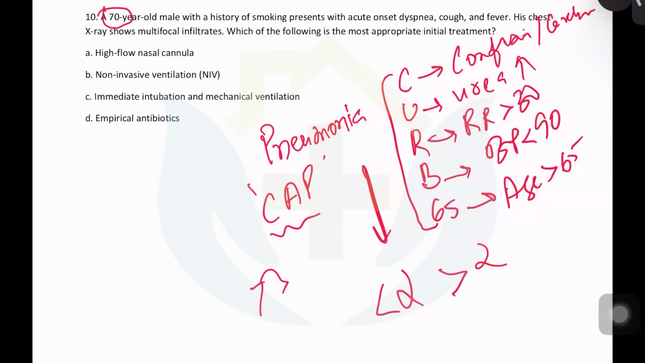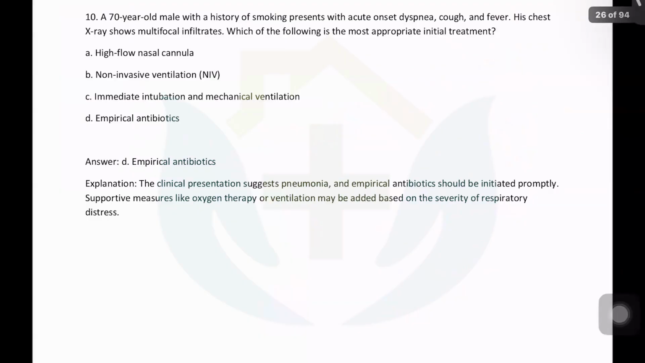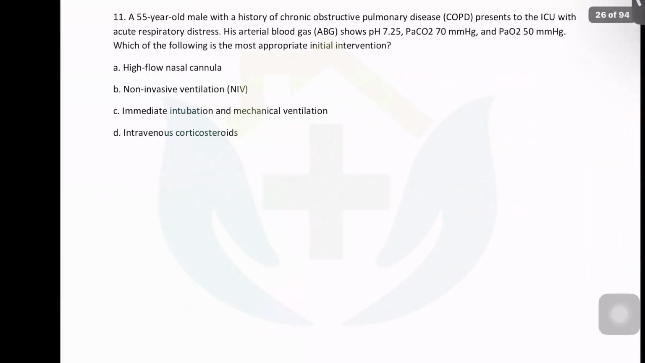Okay. So it is very, very important that you start antibiotics in this patient, presuming this patient to have pneumonia, because just by his age, he has already 1 point in the CURB-65 scoring. Is that okay? So the clinical presentation suggests pneumonia and empirical antibiotics should be given immediately.